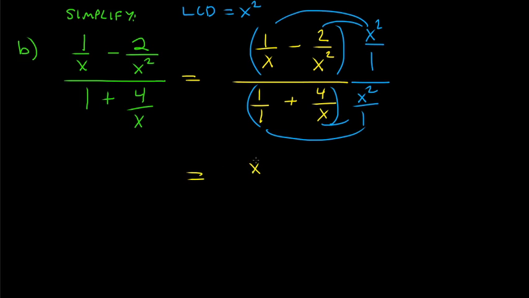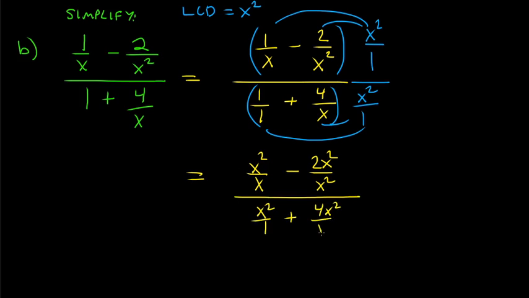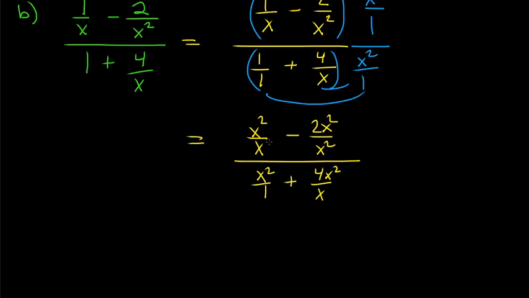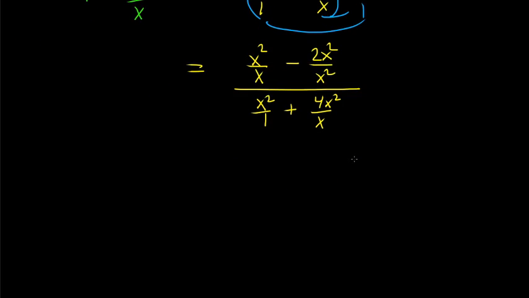And what do we get? We get x squared over x minus 2x squared over x squared, and then all that over x squared over 1 plus 4x squared over x. And if the thought occurred to you that this is not simplifying, because this looks worse, it does, right? This is worse right now.